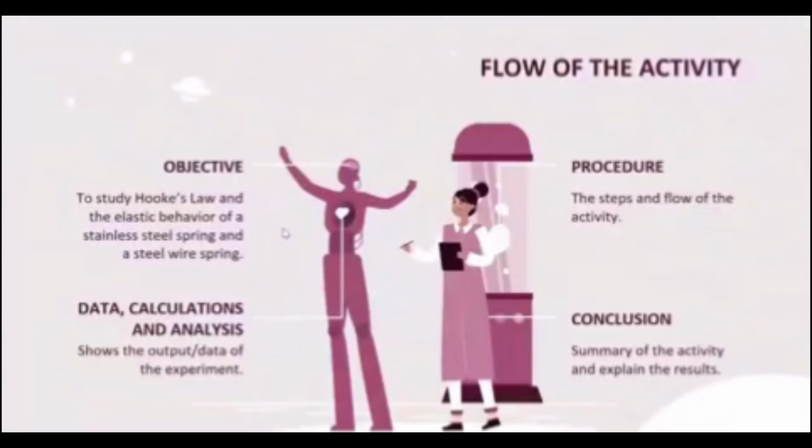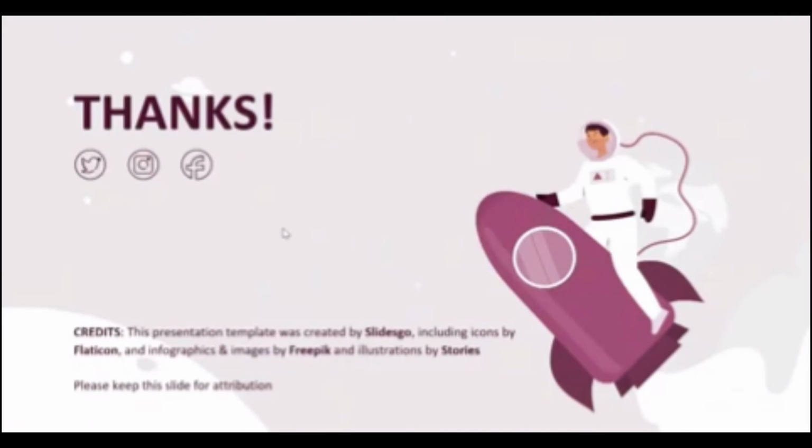Now moving on to the flow of the activity, we have the objective, which is to study Hooke's law and the elastic behavior. Next, the procedure, the steps and the flow of the activity. Then, the data, calculations, and analysis, which shows the output or data of the experiment. And lastly, the conclusion, or the summary of the activity and explanation of the results. This will be tackled by my classmates. And that will be all. Thank you.